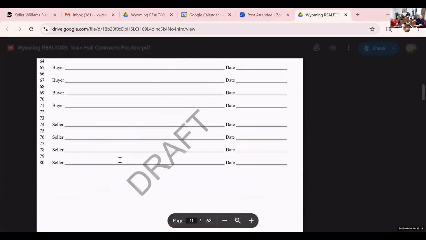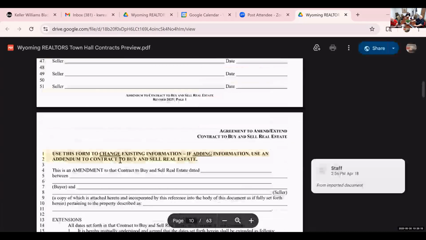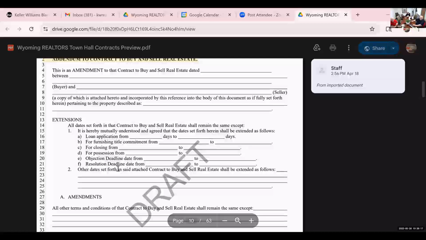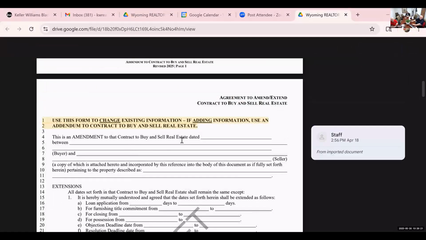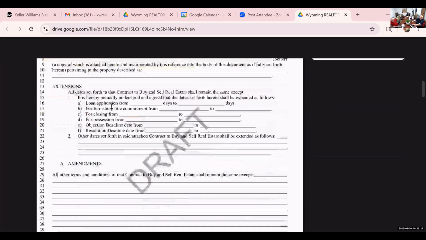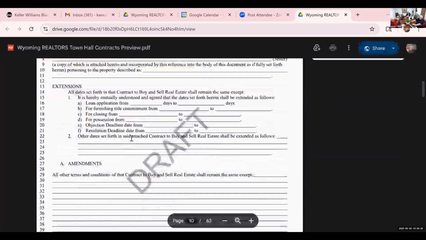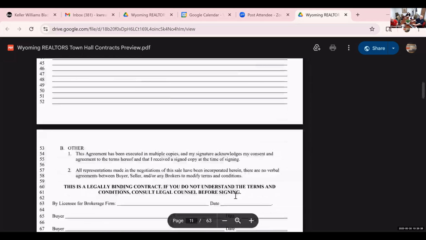Oh, this is not the right one, I apologize. Wrong form. I was thinking this one was the one that had the initials underneath it, but it's the counter offer. So use this form if you're going to change anything on it. Same kind of options are available for dates and anything else: name change, price change, closing cost payment changes, whatever you have in that section.